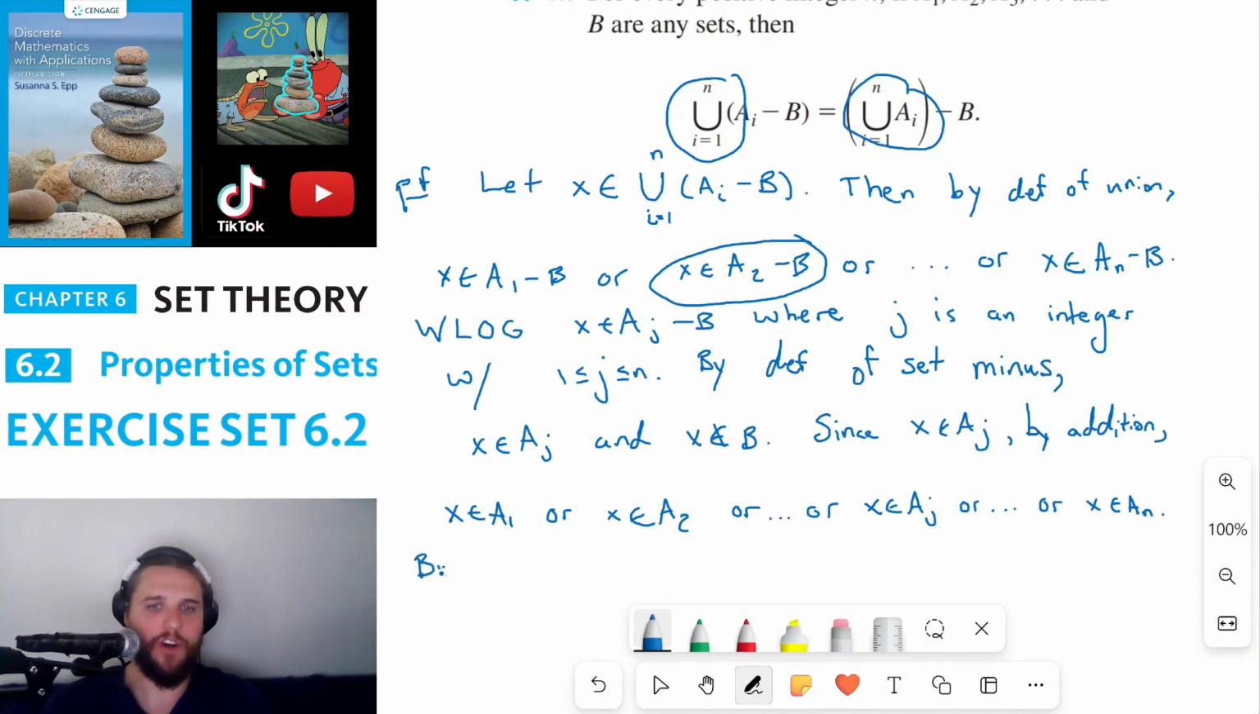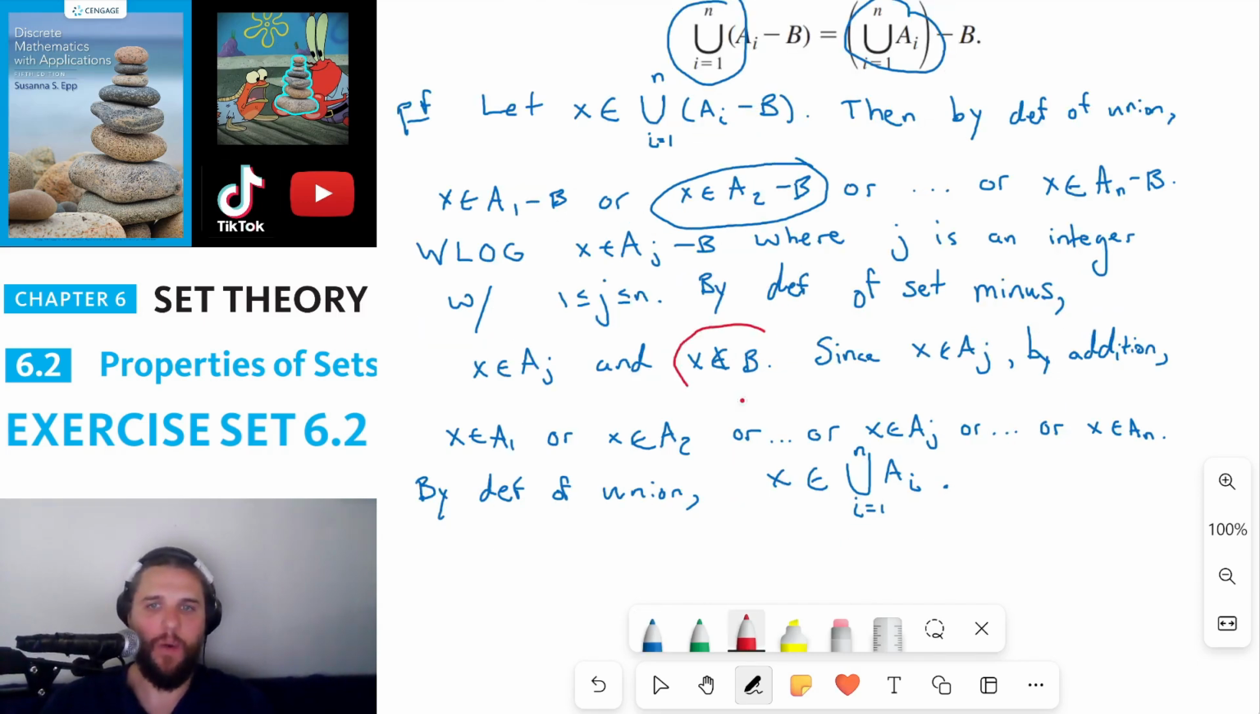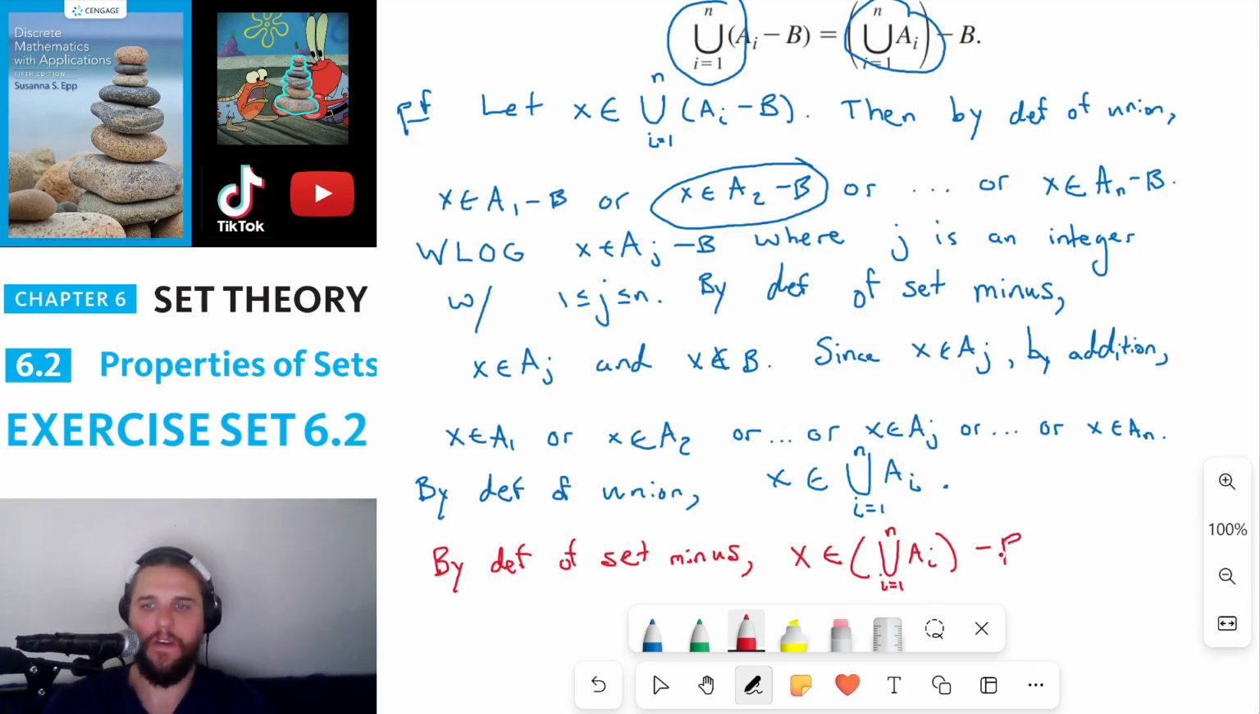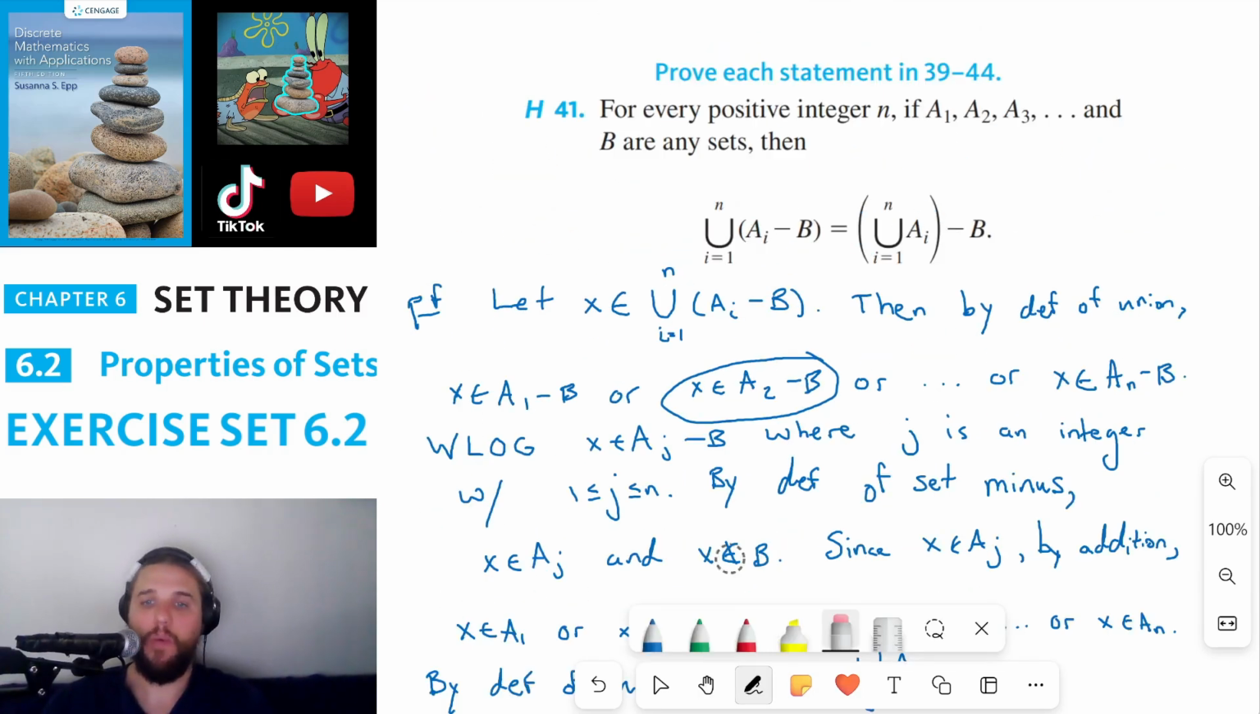But we need to assert all of these things because then we can use the definition of union. This means that x is an element of the union of all of these sets. And so now we have x is not an element of B, and x is an element of this union. And so x is an element of the union from i equals 1 to n of A_i, all minus B. So far what we've shown is that this set here is a subset of this set here.